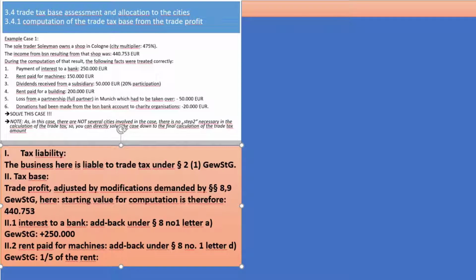1/5 of the rent paid for machines, 150,000 divided by 3 and by 5, 30,000. So that's our figure which counts.